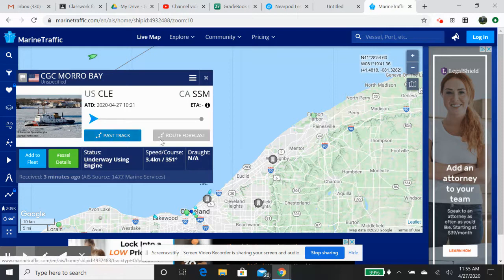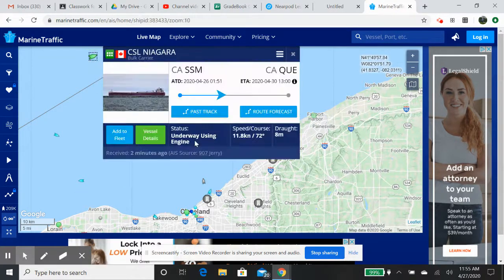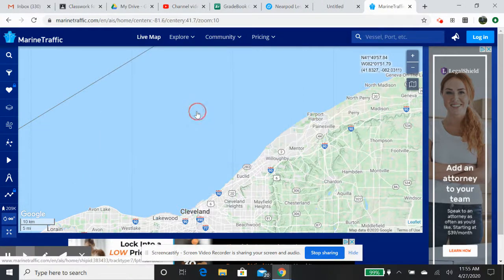You can see its past tracks too. So if we come up to here, maybe pick this guy out. This is the Niagara. Go to past track.